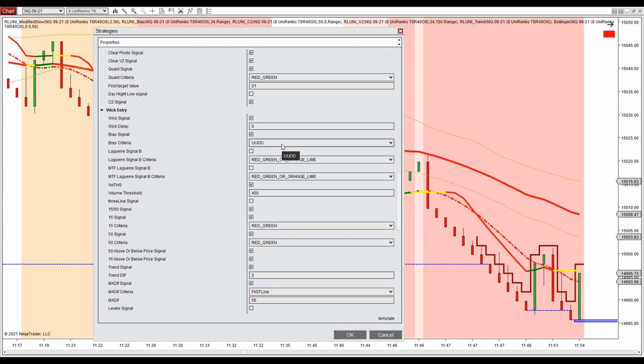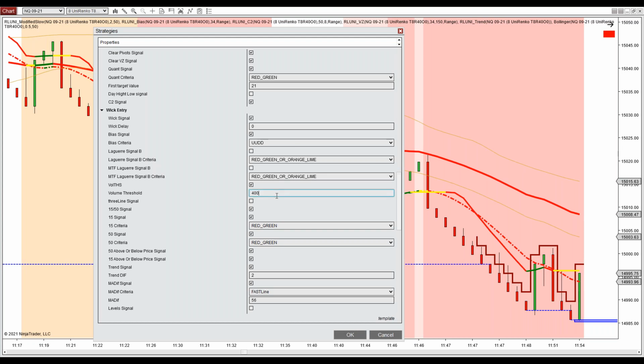And the bias is up, up, down, down. That is dark pink or dark green. That's the DD. That's down, down. Up, up is dark green. Down, down is dark pink.